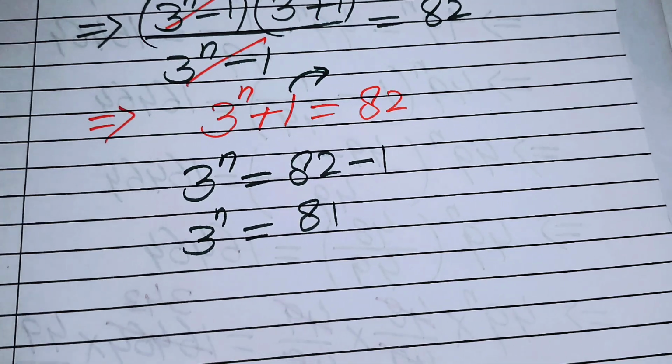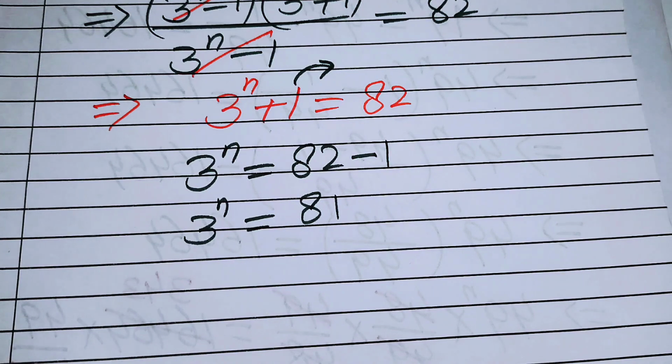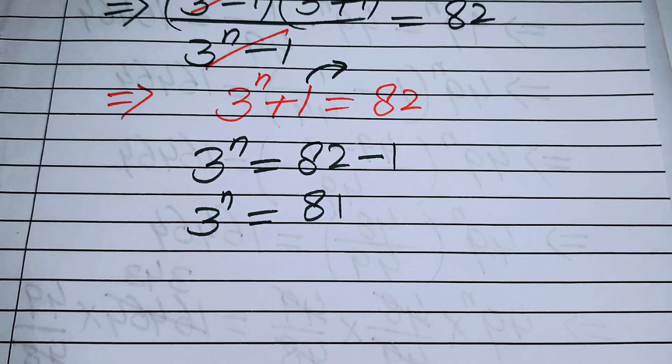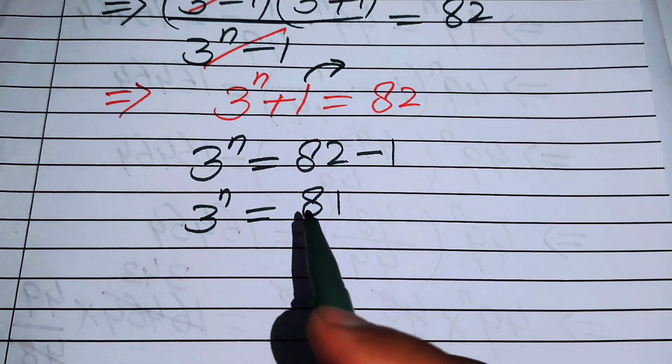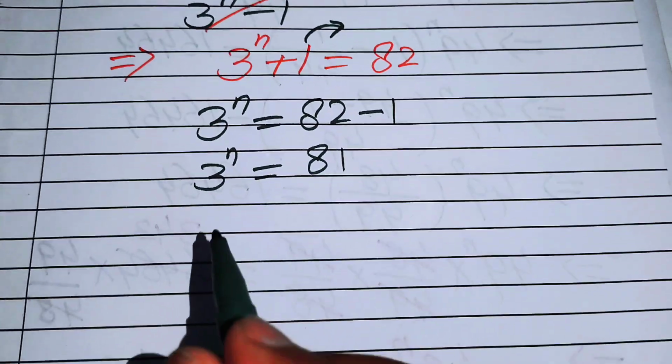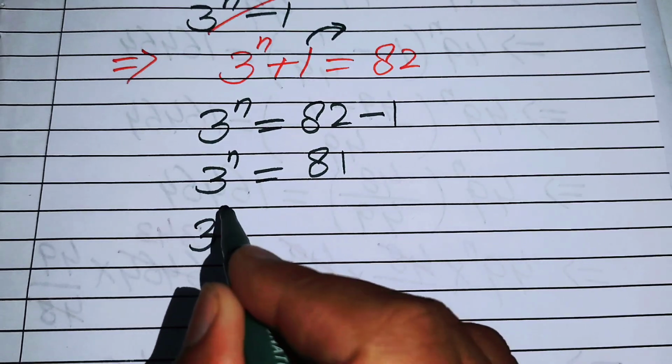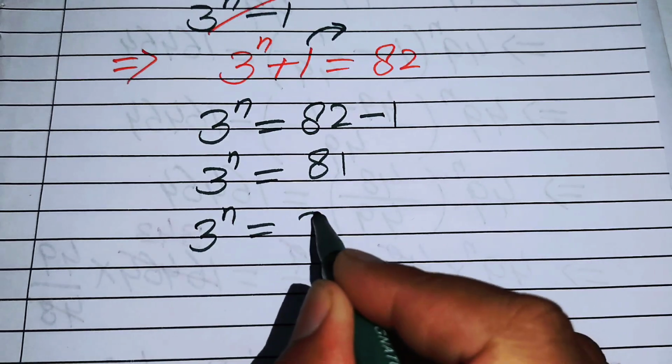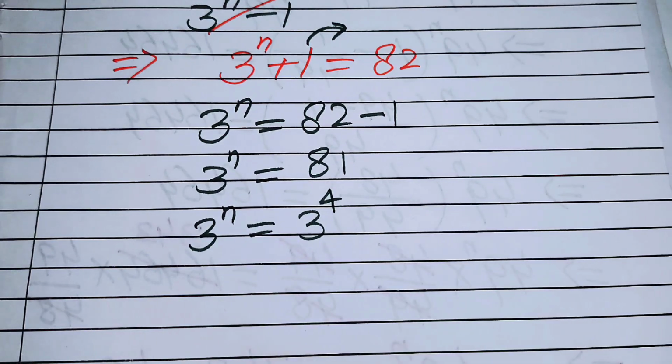So now we focus on the right hand side, and here we have 81. We will find the prime factors of 81, and the prime factorization of 81 gives us 3 to the power of n is equal to 3 to the power of 4.